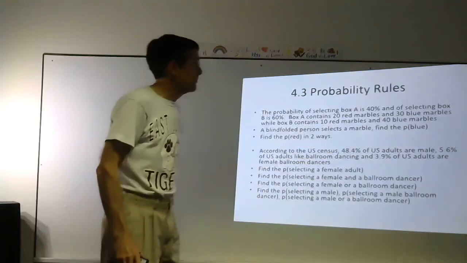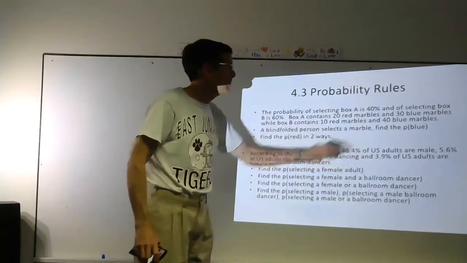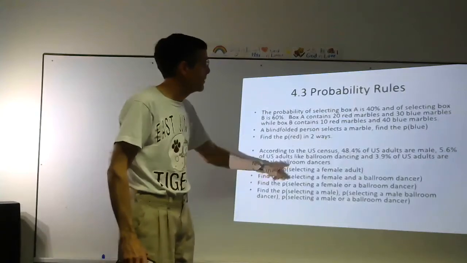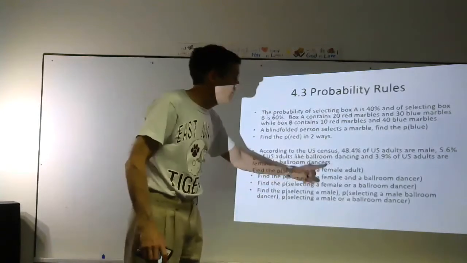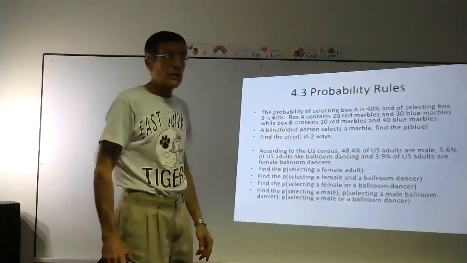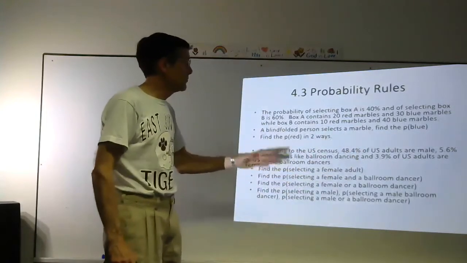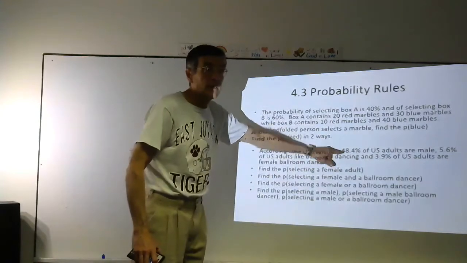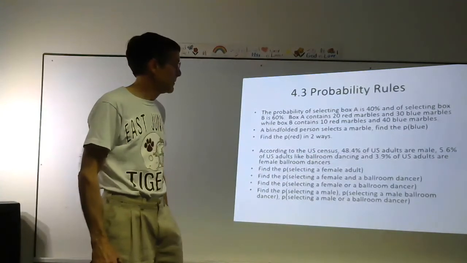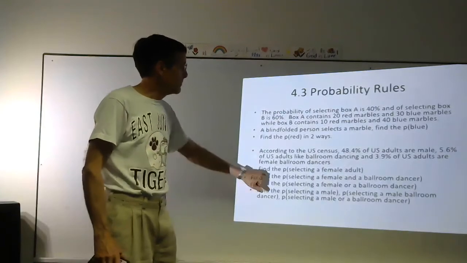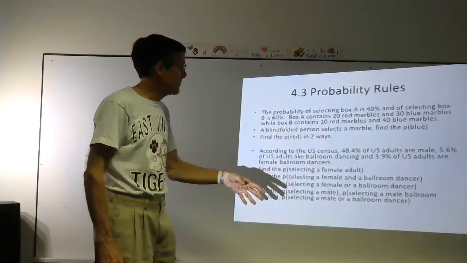48.4% of U.S. adults are male. 5.6% of U.S. adults like ballroom dancing. 3.9% of U.S. adults are female ballroom dancers. Okay? Find the probability of selecting a female adult. Well, if this percentage is male, couldn't I simply subtract 100 minus that and get 51.6, right? Those are females.